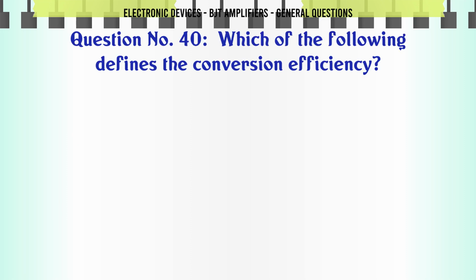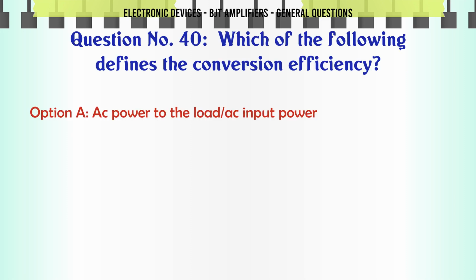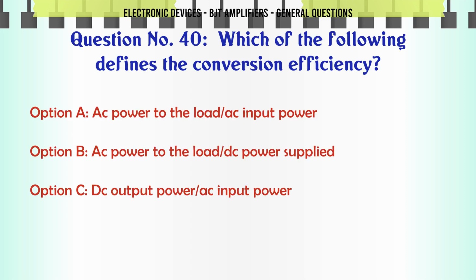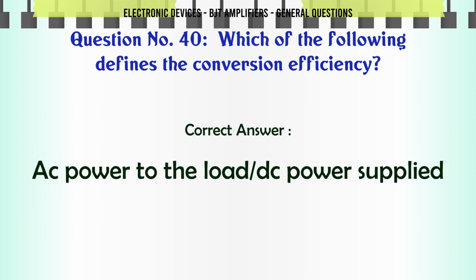Which of the following defines the conversion efficiency? A. AC power to the load over AC input power. B. AC power to the load over DC power supplied. C. DC output power over AC input power. D. All of the above. The correct answer is AC power to the load over DC power supplied.